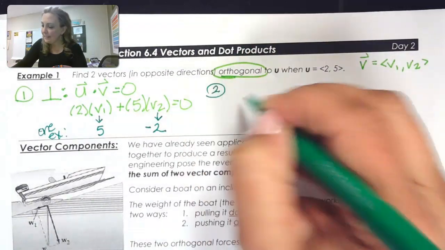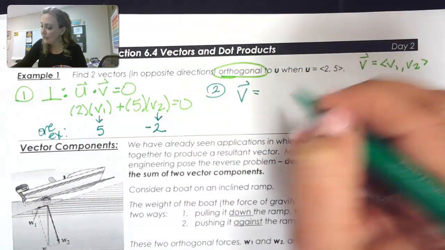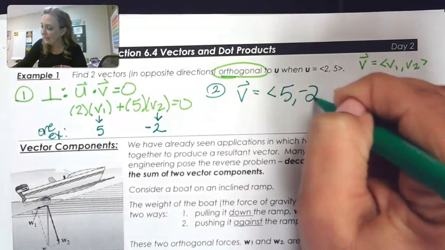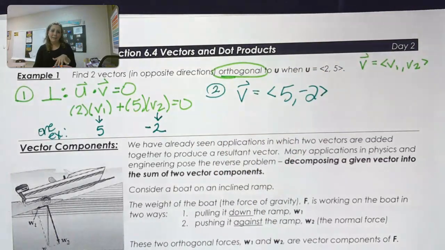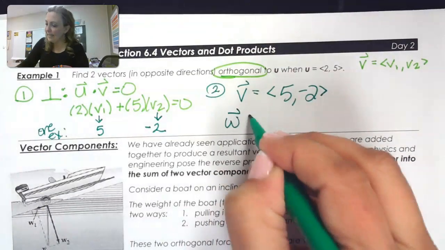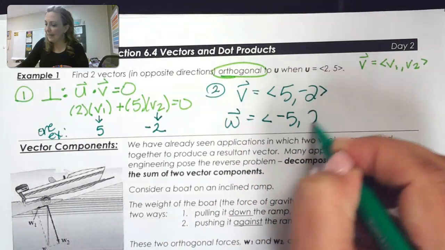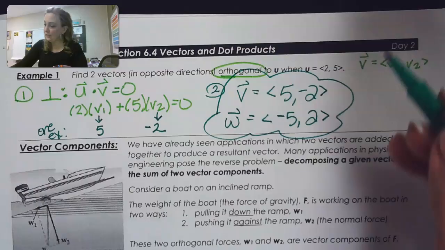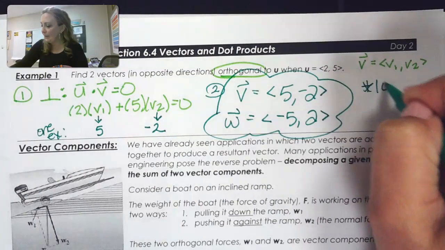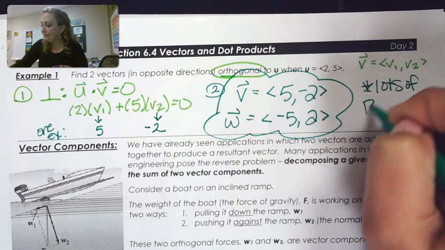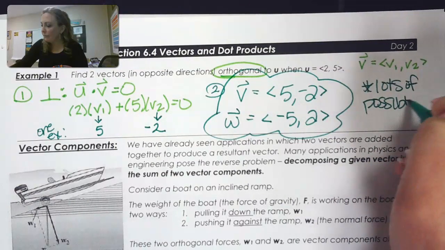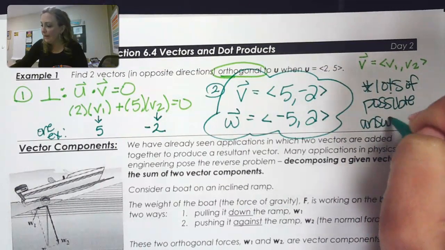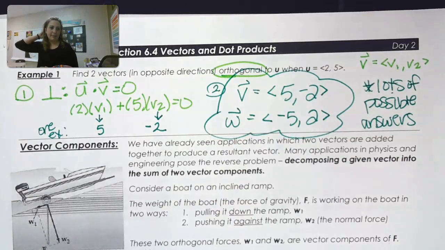So the second thing is let's name these vectors. I'm going to call this vector v, and that's going to be 5, negative 2. And now let's make one in the opposite direction. Well, let's just switch up the signs. Let's do negative 5, positive 2. This is just one of many answers. There are lots of possible answers, but those are usually the simplest ones.